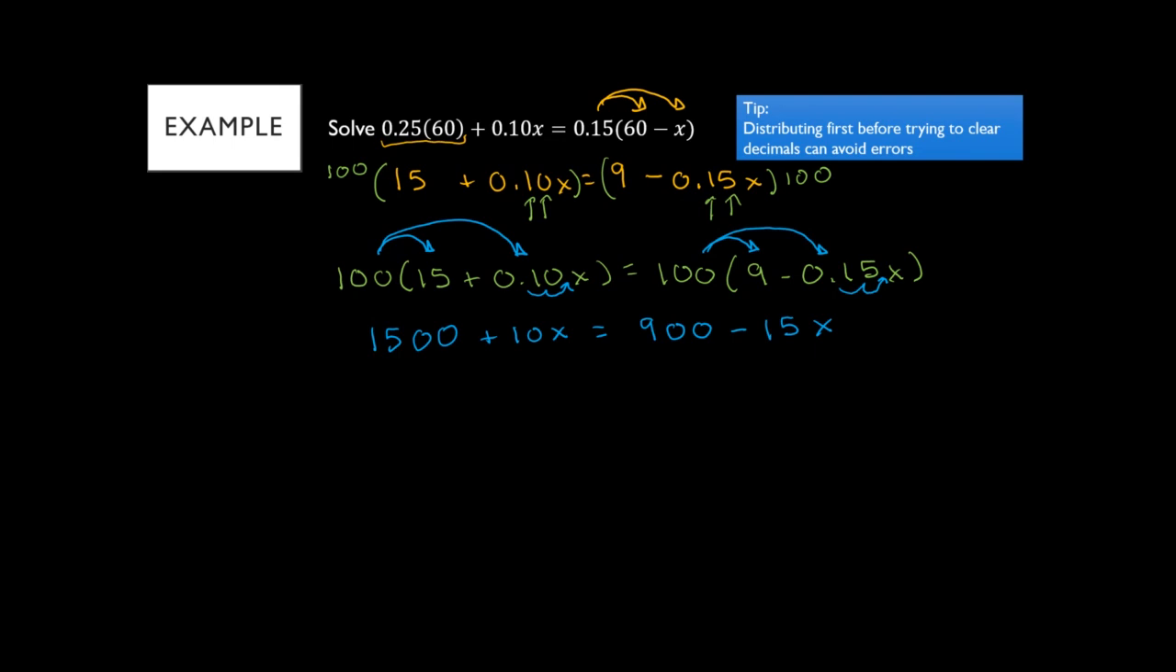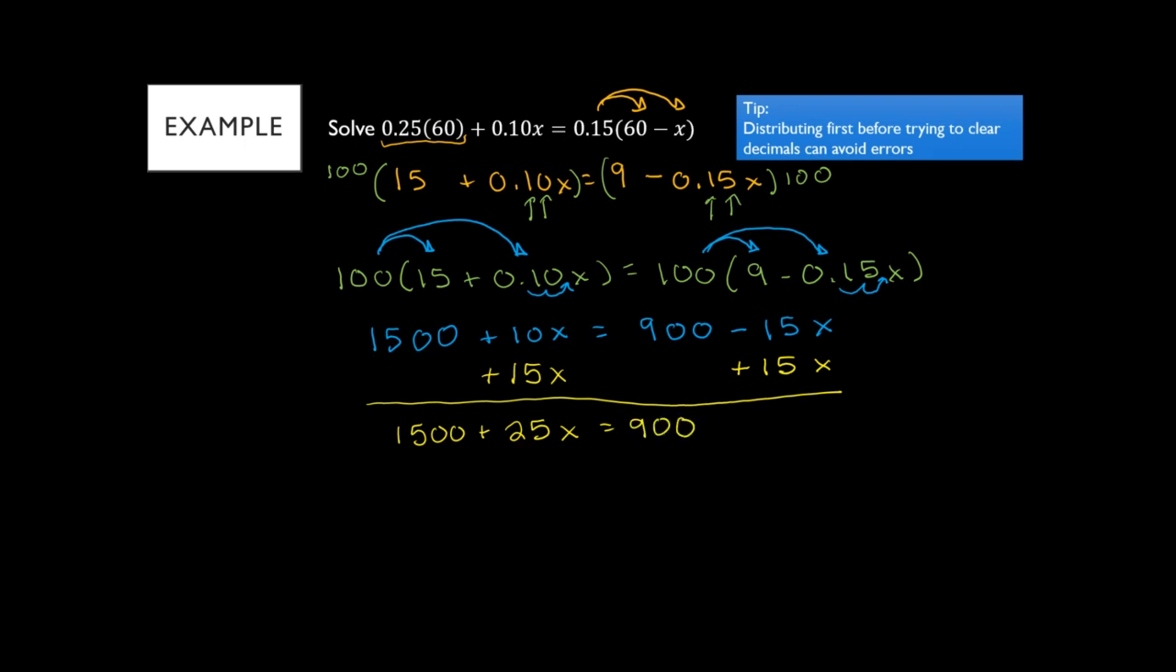So now I want to solve, and I have x on both sides. I have a number on both sides. And like I said before, I just prefer to have my x's on the left. So the one on the right is negative, so I'm going to add 15x to both sides. So I have 1500 plus 25x equals 900.